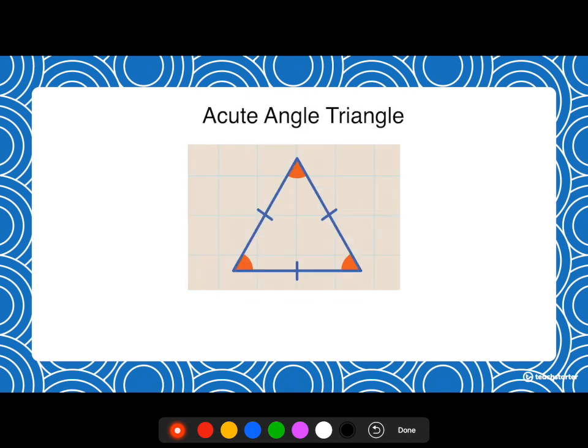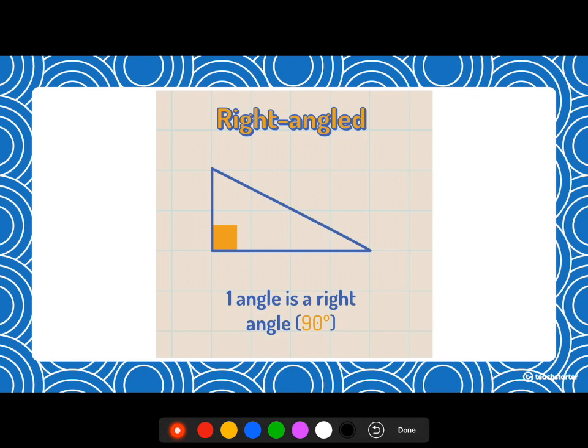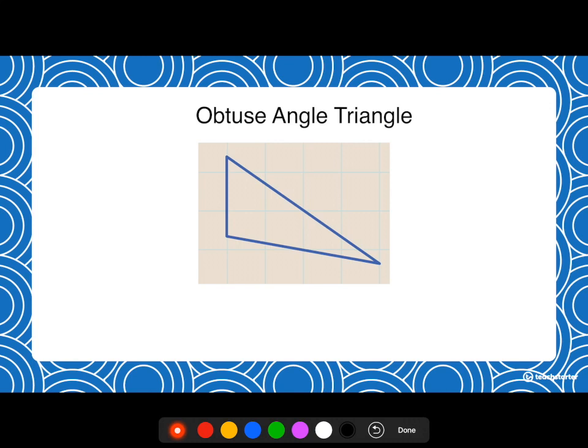So we've got acute angled triangle. This is any triangle where all the angles are acute. Doesn't necessarily mean that they're all equilateral. It could be a triangle like this, where they're all acute angled. We call it an acute angled triangle. Next we have the right angled triangle, which is obviously a triangle with a right angle inside it. And we have an obtuse angle triangle where one of the angles is an obtuse angle.